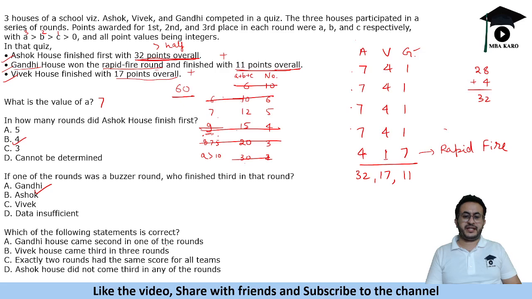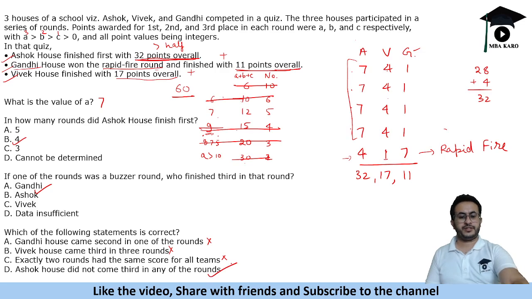Which of the following statements is correct? Gandhi House came second in one of the rounds, so it did not come second in any of the rounds. Wrong. Vivek House came third in 3 rounds, so it did not come third in 3 rounds. Exactly 2 rounds had the same score for all teams. See, one of the rounds has a different score, and there are 4 rounds that have the same score, so that is also incorrect. Ashok House did not come third in any of the rounds, so this is the true statement based on this information. Okay, so this is how we are going to solve this set.